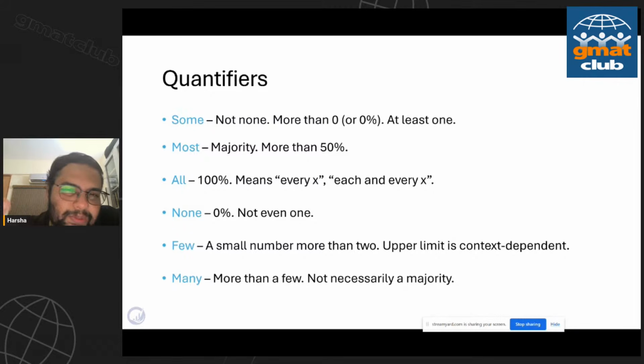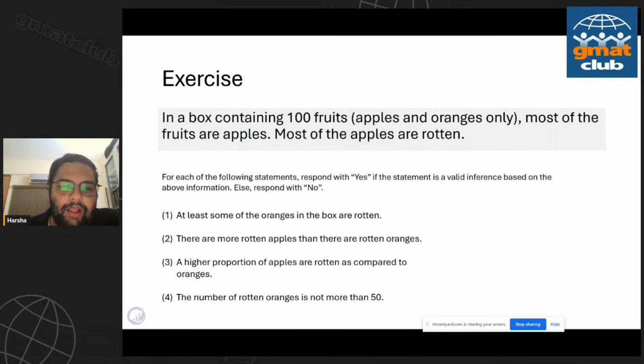Not 0%. If it's countable, at least one. Most is majority, none, few, many. You can go through this in detail. But the point is, as far as your study of inference is concerned, you have to pay some attention here. You have to be absolutely clear about what these things mean. Okay. Let's move on. Let's take it up a notch with a different example.